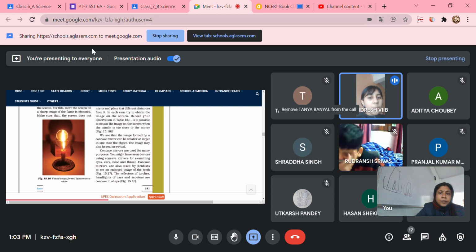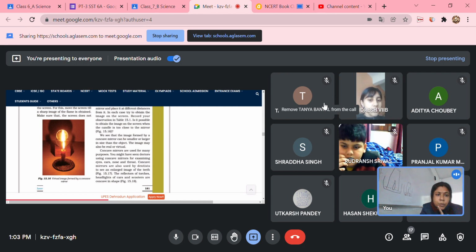The object should be placed between the source of light and the screen. Then what will happen? A shadow will be formed.